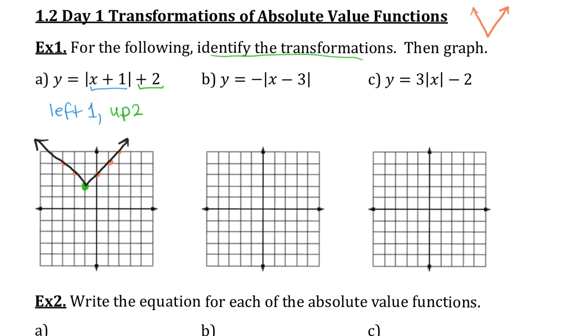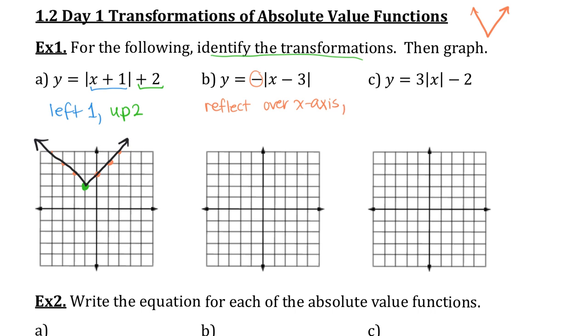Okay, let's look at the next one. B, y equals negative absolute value of x minus 3. Okay, the negative in the front reflects over the x-axis. Okay, and I'm going to do the reflections and the stretches first unless they specifically tell me otherwise.